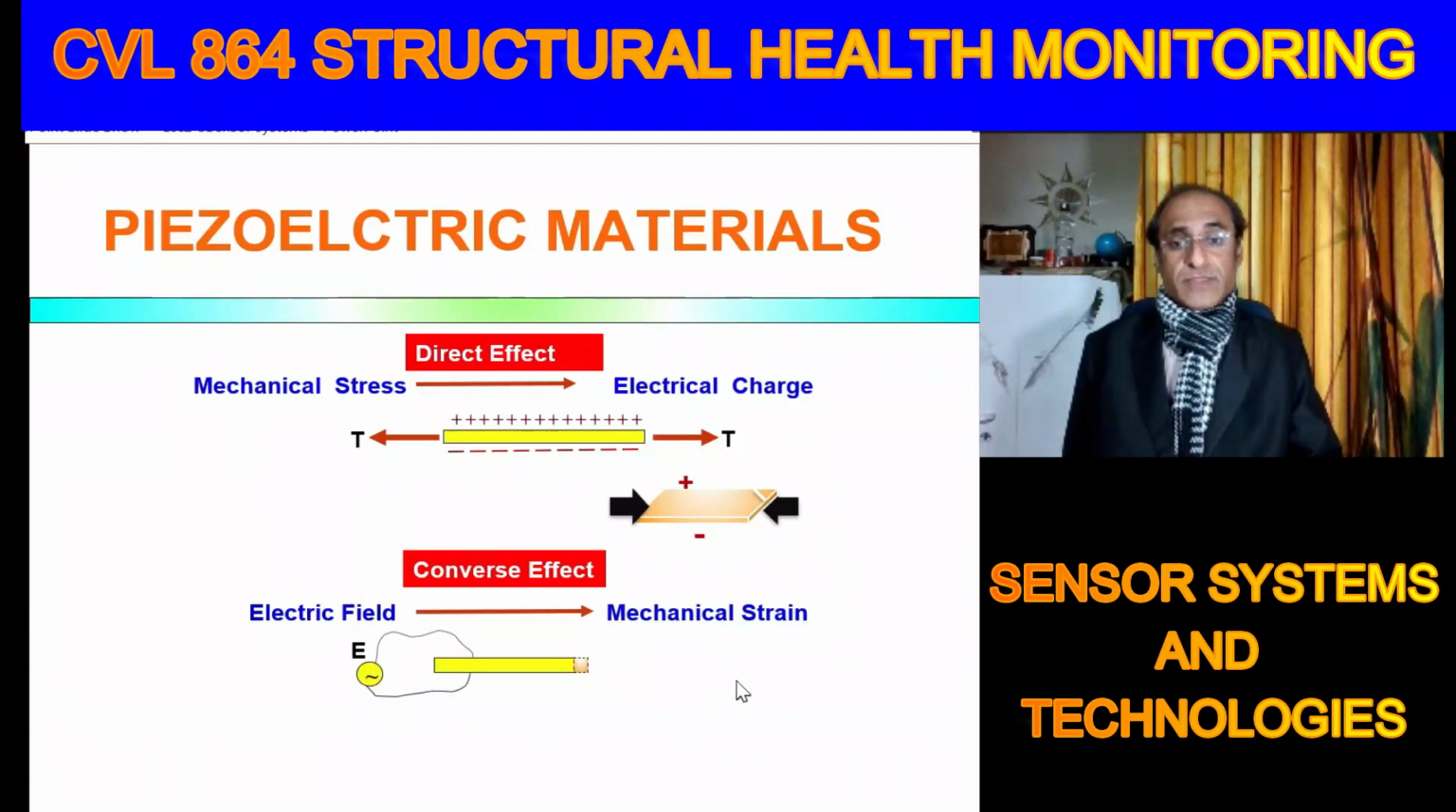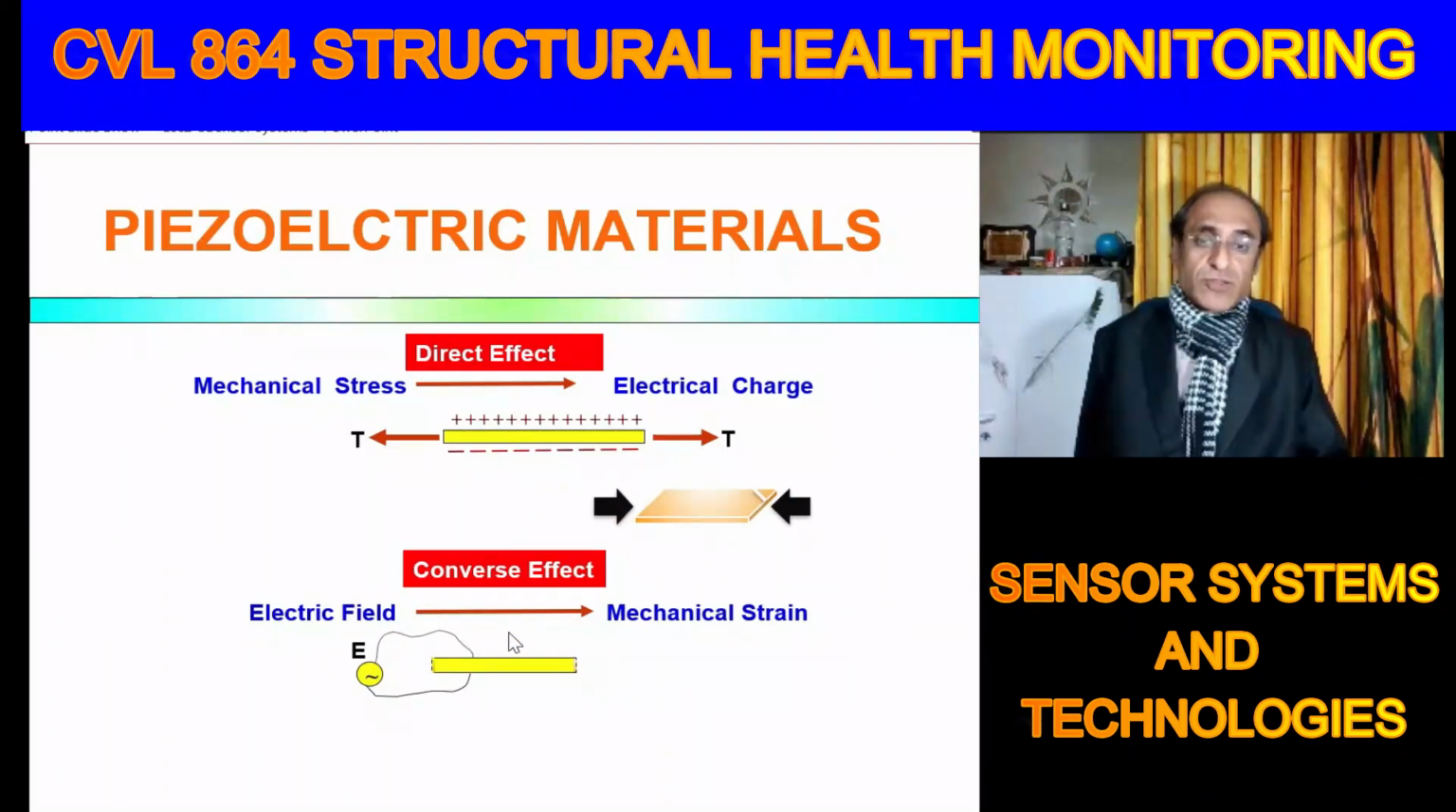So if we are applying, for example, an alternating electric field, we'll see this kind of vibration happening. So what is the application? The application is in vibration control, flutter control. These are possible applications, and they are used in the aerospace industry for that purpose.